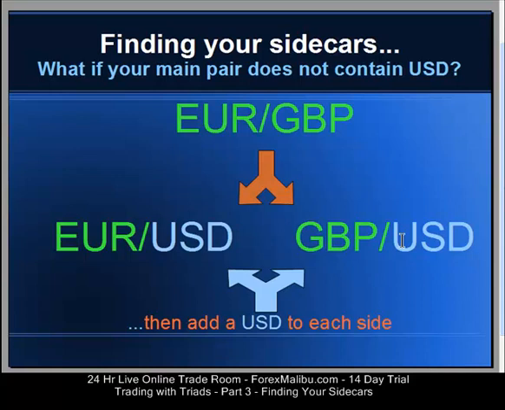Those are my methods for determining the triads. As a rule of thumb, if my main currency pair contains the US dollar, I use the Japanese yen to determine my sidecars. If the main currency pair does not contain the US dollar, then I use the US dollar as my sidecars. Okay, so that's how you determine your sidecars when you're starting with one currency pair.